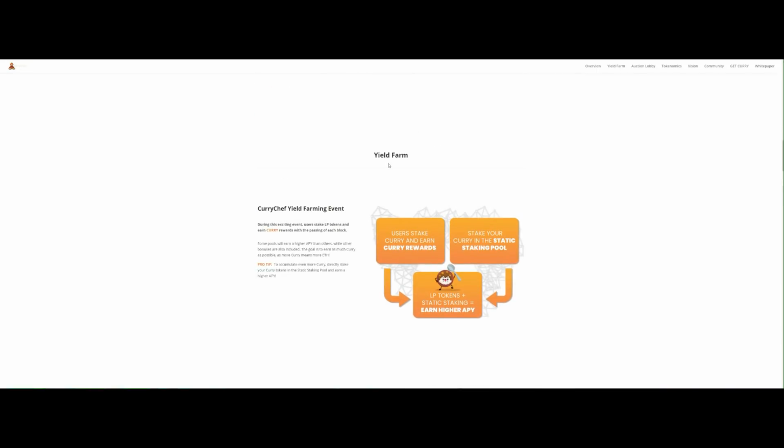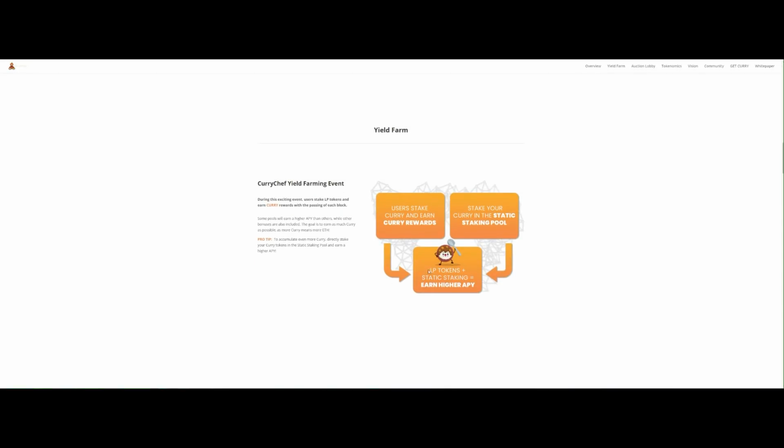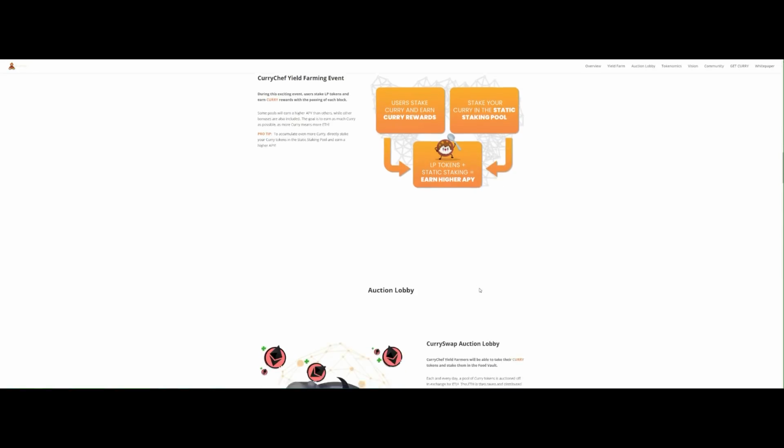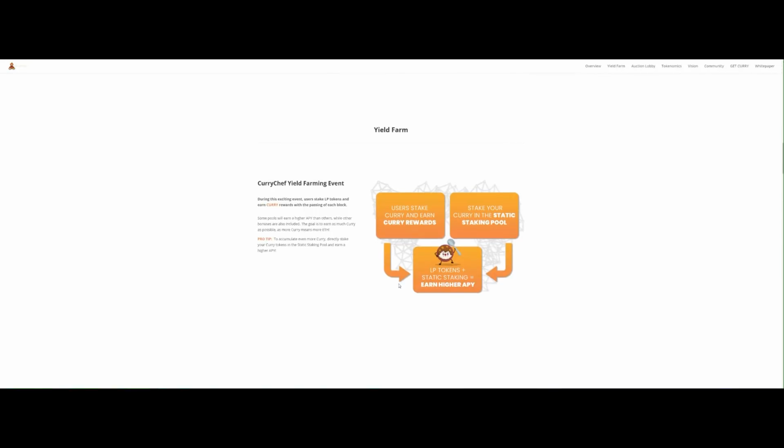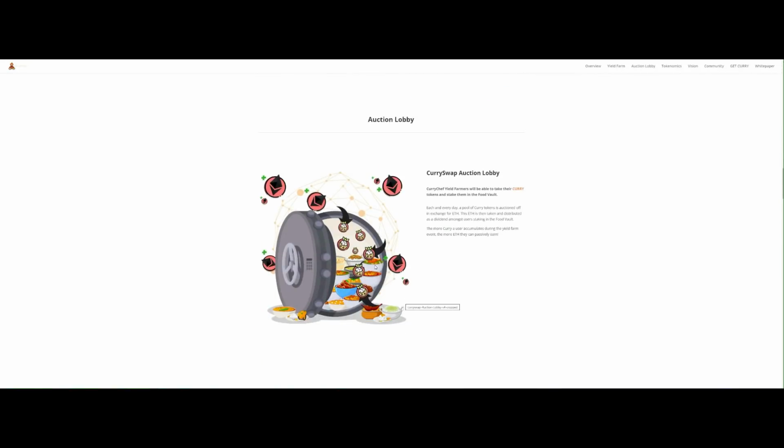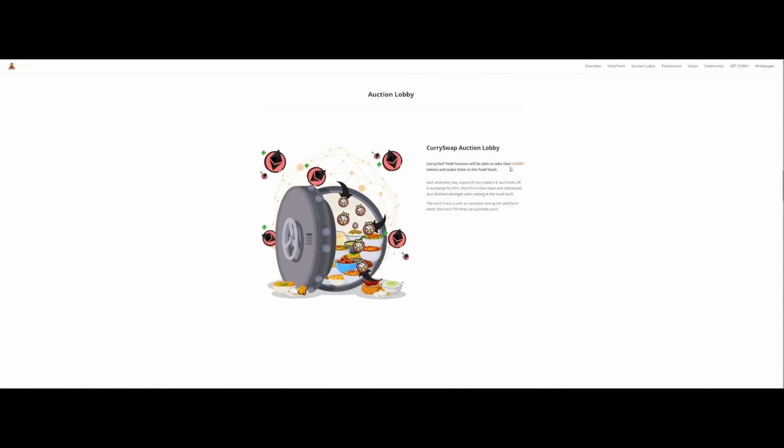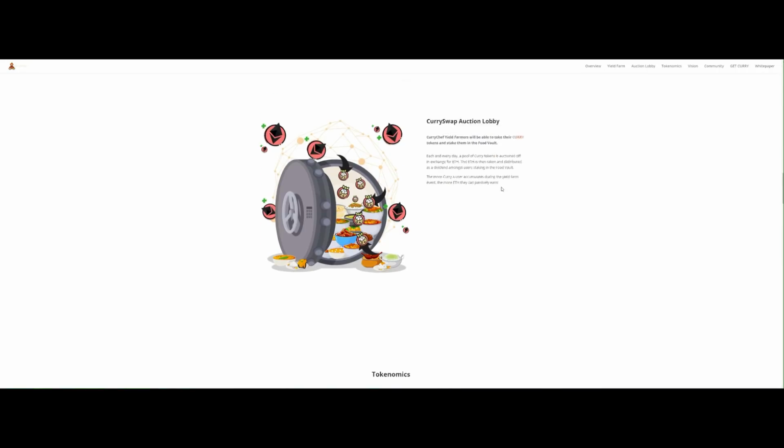So here it tells you about the yield farm aspect of it. So again, they have different events happening where users can actually stake curry and earn curry rewards, stake your curry in the static staking pool, and then with the addition of the LP tokens and the static staking, guys, you're earning a high APY. So very high rate that you're going to be earning passively, and that's what's important, guys, right? The passive income. And you also have the auction lobby. So you see the CurrySwap auction lobby over here. Yield farmers will be able to take their curry tokens and stake them in the food vault.